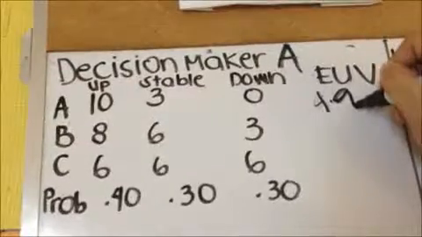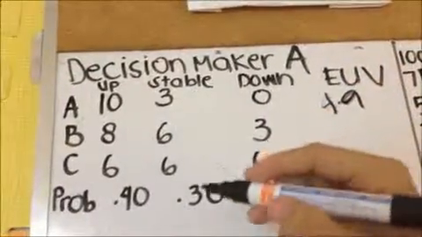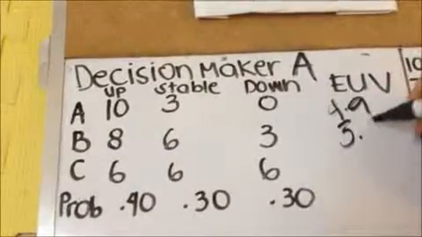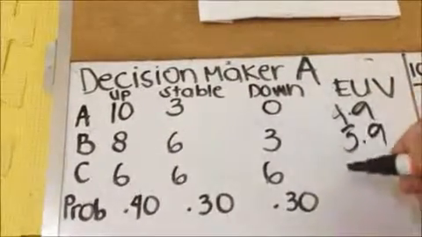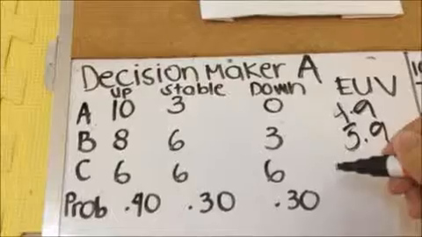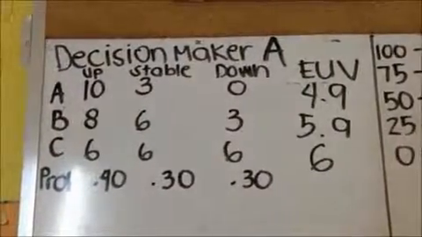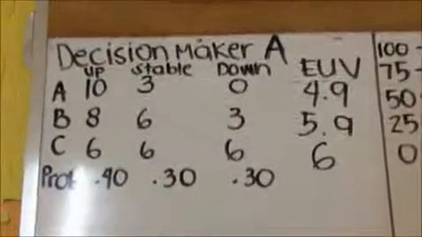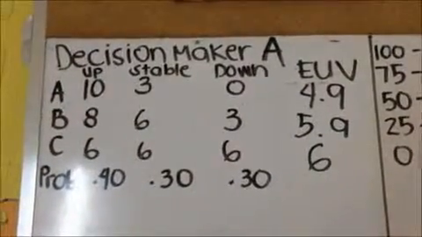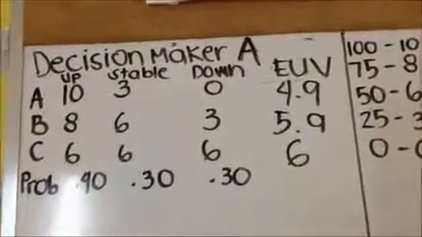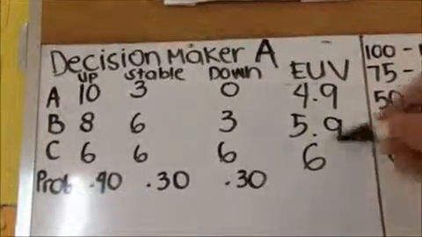So the answer is 4.9. And same for investment B, the answer is 5.9. And last, for investment C it is 6. The highest EUV is the best decision to make. For decision maker A, the answer is 6.